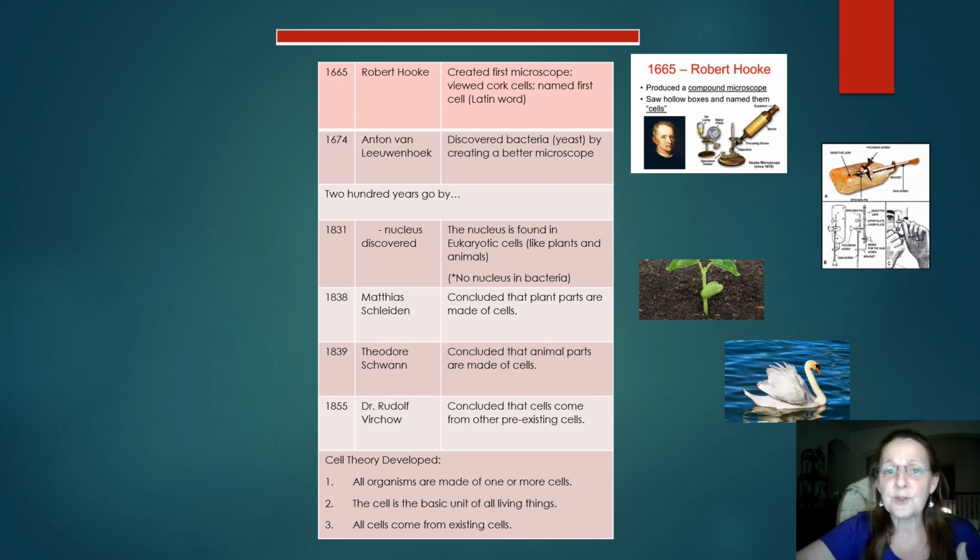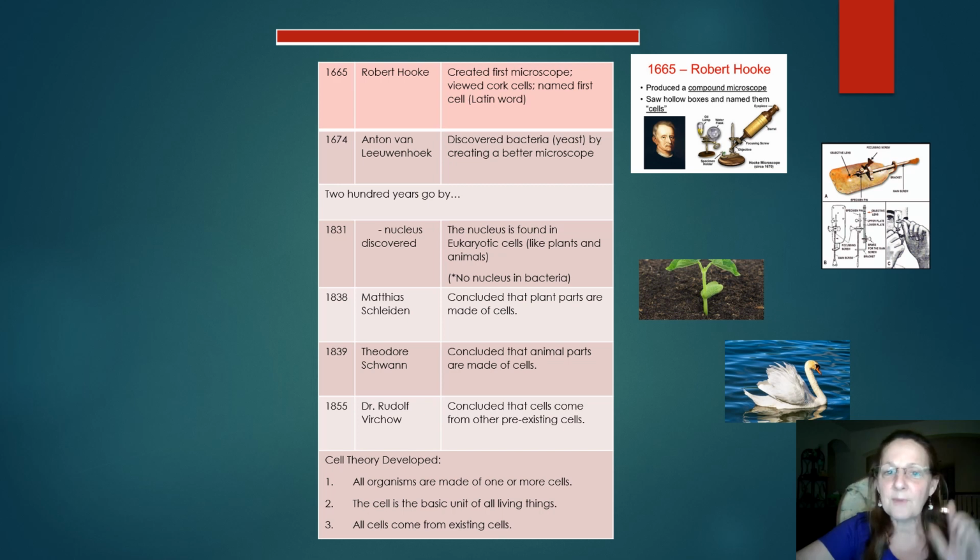Then 200 years go by, the nucleus was discovered, and you should know that if you find a nucleus, that's in a eukaryotic cell. If you don't see a nucleus, like in bacteria, that's in a prokaryotic cell, or prokaryote. So that's coming up in your next lesson. So this whole section here of nucleus, that's the very next one on Thursday, so pay attention to that for the future.